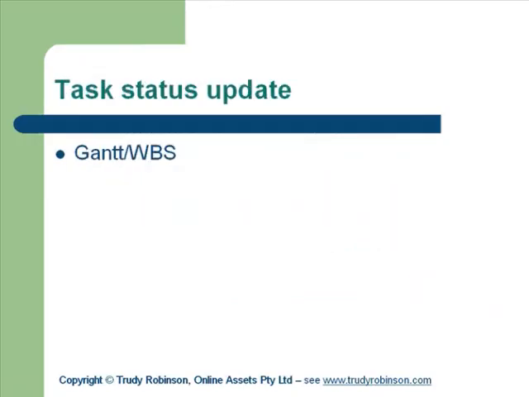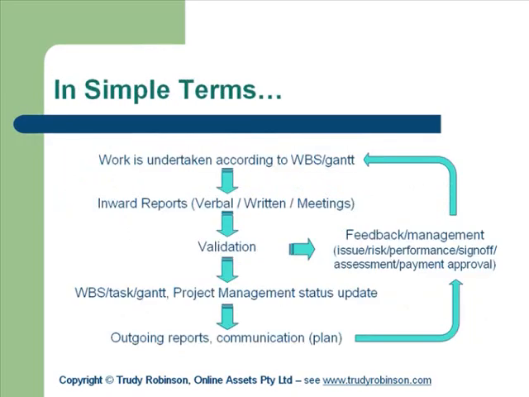So if we go back to this, what we're saying is you've done the work, you've got the inwards reports, you've done your validation. The next thing is you would normally do your work breakdown structure update, or your Gantt chart update, your task update, where you say, okay, about 10% finished of that, or that task's complete. Even though we haven't done the timeline, you have to understand this when you're doing HR reports, because you've got to give feedback. You've got to understand what they've done and what they haven't done.